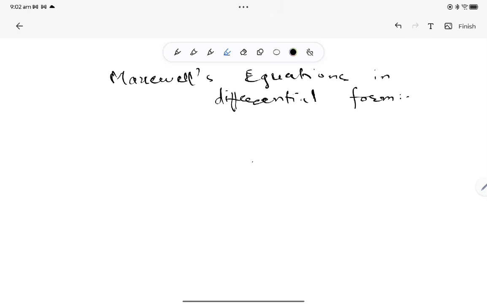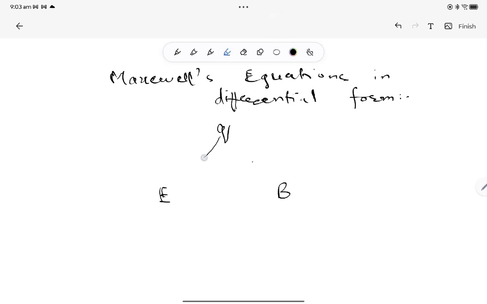Maxwell's equations in differential form. Consider a charged particle Q. Let Q denote a charged particle. E denote electric field. B denote magnetic field.